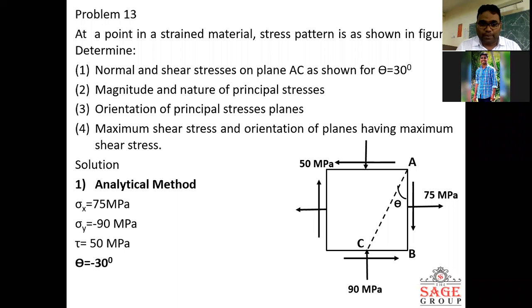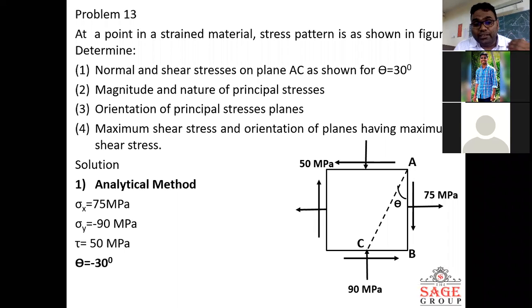First we have to find the magnitude, meaning sigma 1 and sigma 2. Then the nature of the principal stress, meaning whether it is tensile or compressive. Then the orientation of the principal stress, meaning we have to find the values of theta 1 and theta 2. And the fourth one is to find the maximum shear stress and the orientation of the plane having the maximum shear stress, meaning we also need to find theta s.